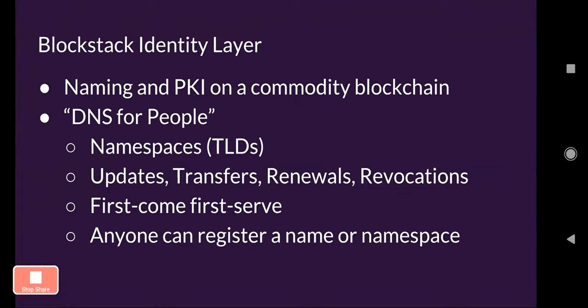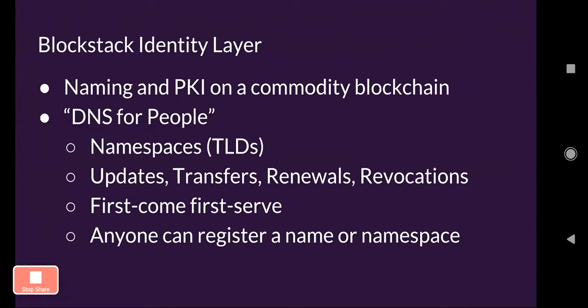The second layer, the identity layer, implements naming and PKI, so public key infrastructure, using a commodity blockchain, in our case, Bitcoin. It can be thought of as DNS for people. It's hierarchically organized. There's a notion of namespaces, aka top-level domains in the system, like I'm jude.id. .id is a top-level domain in this system. It supports operations: updates, transfers, renewals, revocations. Each of those is encoded as a transaction in the Bitcoin blockchain that is parsed and replayed by a Blockstack node when it's up and running.